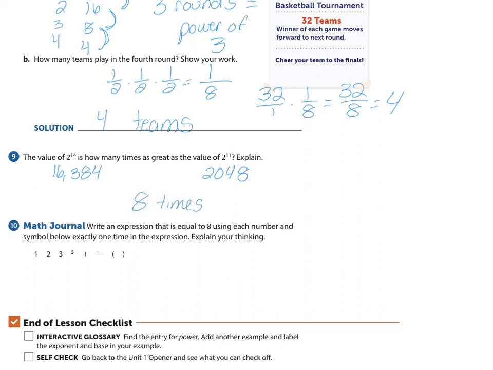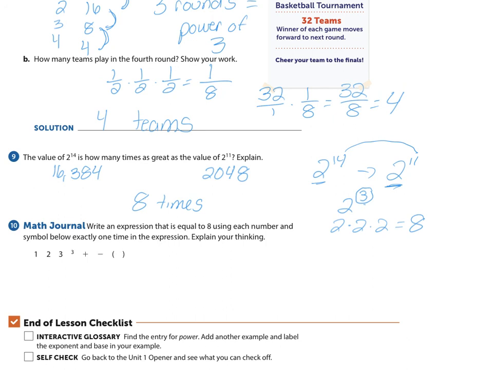But what I want you to understand is going from 2 to the power of 14 to 2 to the power of 11 is 2 to the power of 3 different. Okay, what is 14 minus 11? That is 3. Your base is still 2, so it's 2 to the power of 3, which is 2 times 2 times 2, which gives me my 8. Okay, so yes, you go down 3 powers, but your base is still 2.